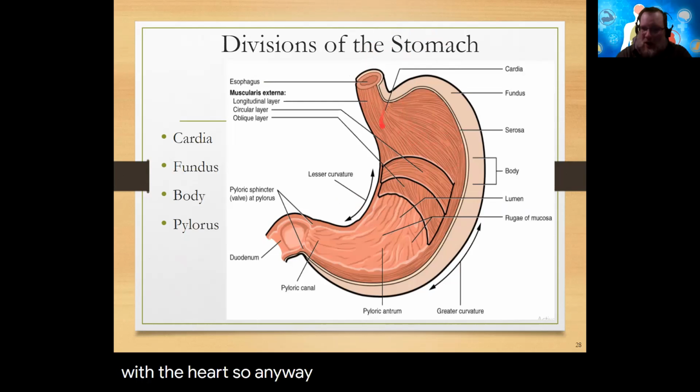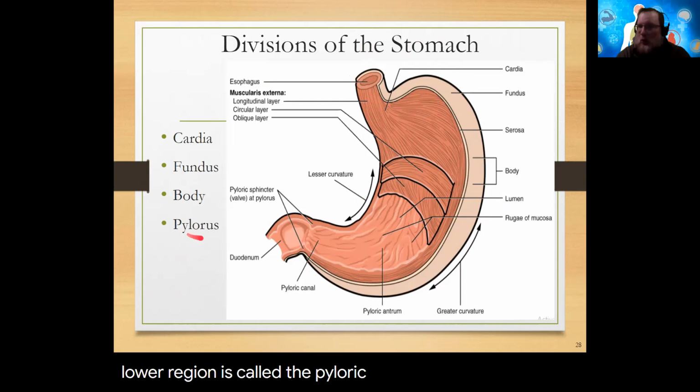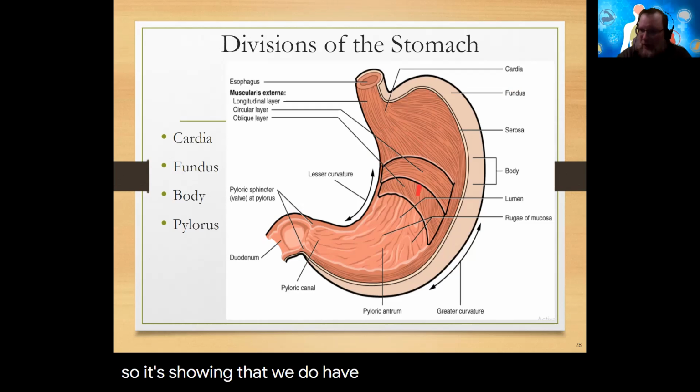So anyway, that's the cardia region or the cardiac region, and then the little superior apex there we call the fundic region or the fundus. Okay, and then the body makes up the majority of the stomach, and then the lower region is called the pyloric region or the pylorus. We also do notice we have three different muscle layers. So again, we see the serosal layer, the muscular layer, the submucosa, and the mucosal layers from superficial to deep. Okay, so it's showing that we do have three different muscle layers.